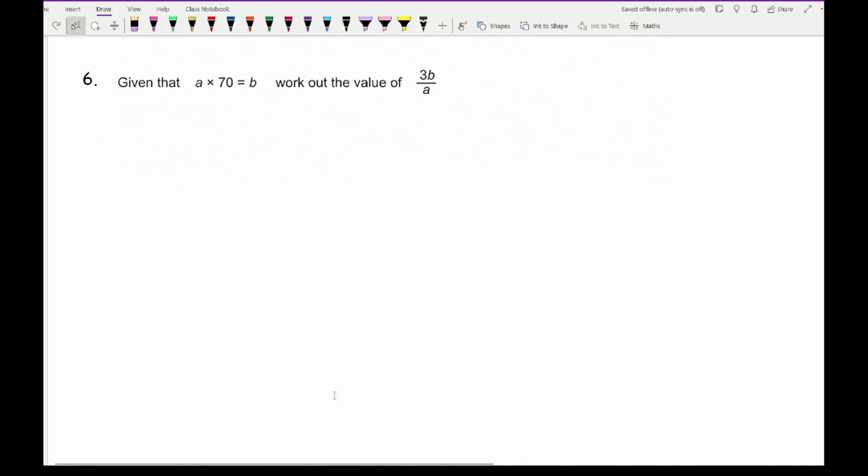So moving on to question 6, this is a little bit of algebra. It says, given that a times 70 equals b, work out the value of 3b over a. Again, if you want to have a go at this question, pause the video.